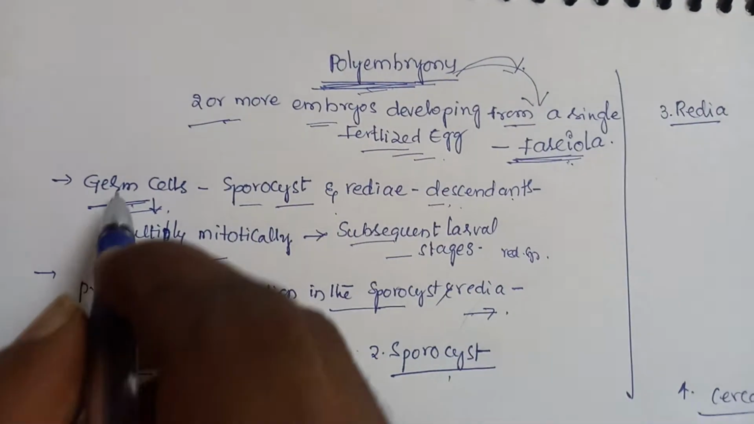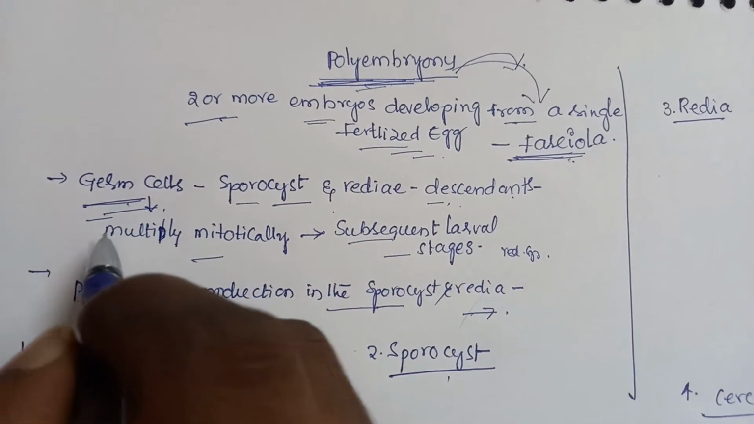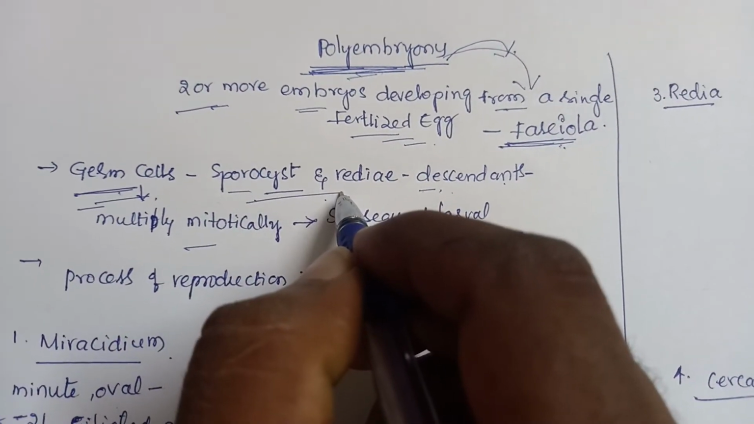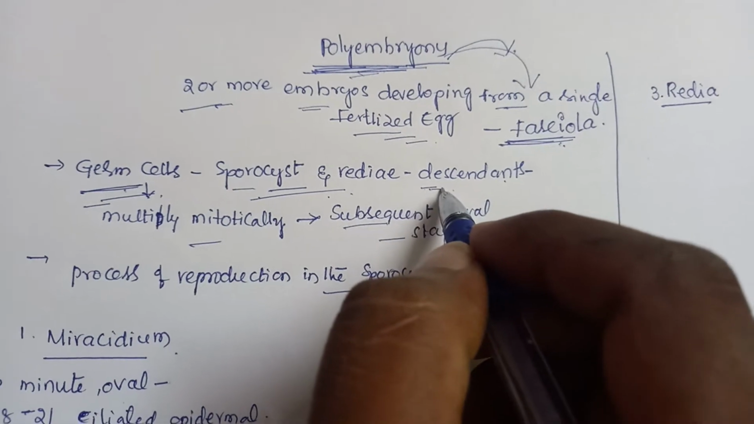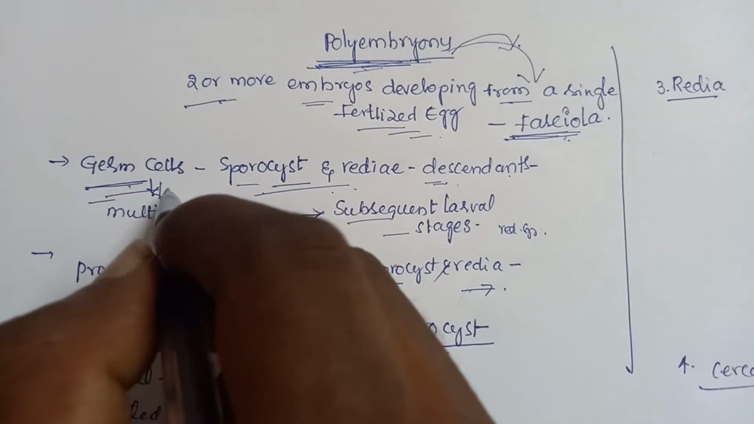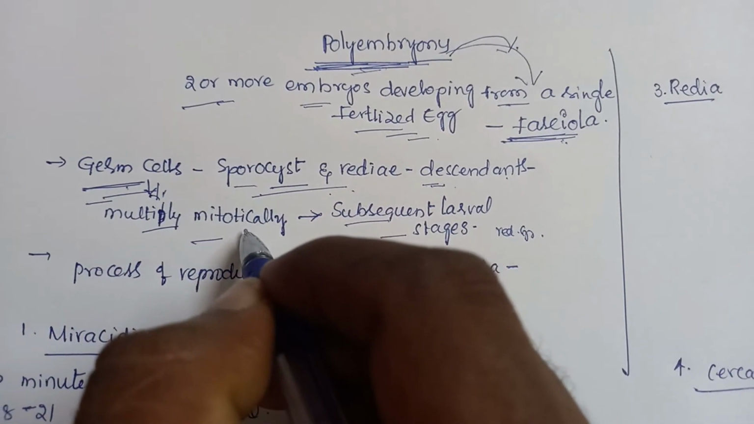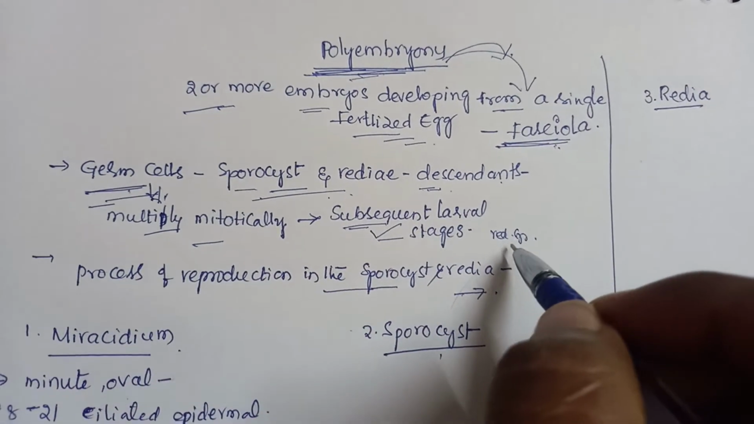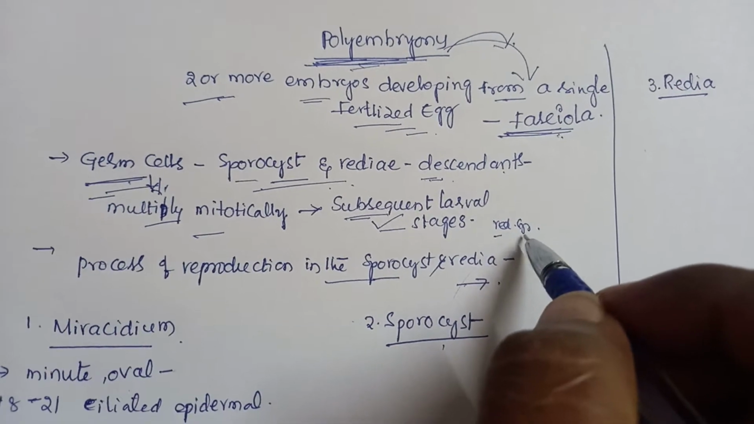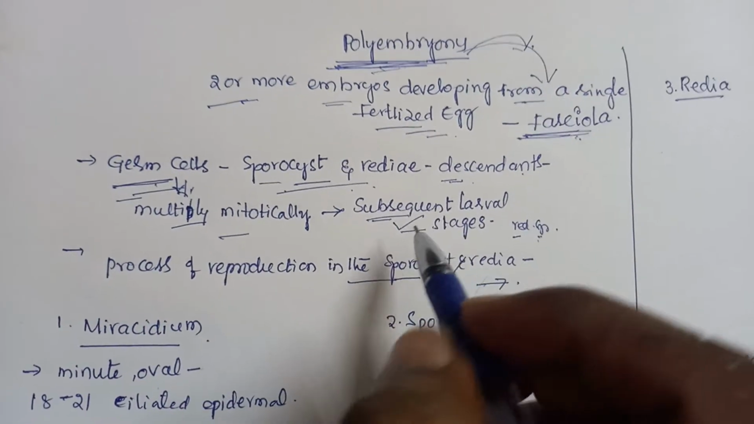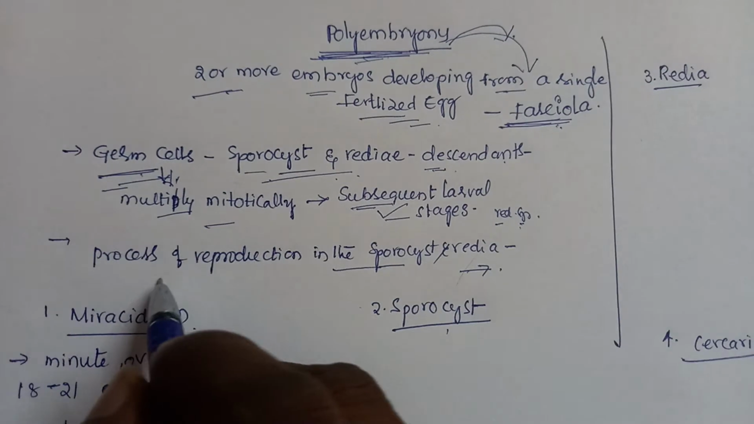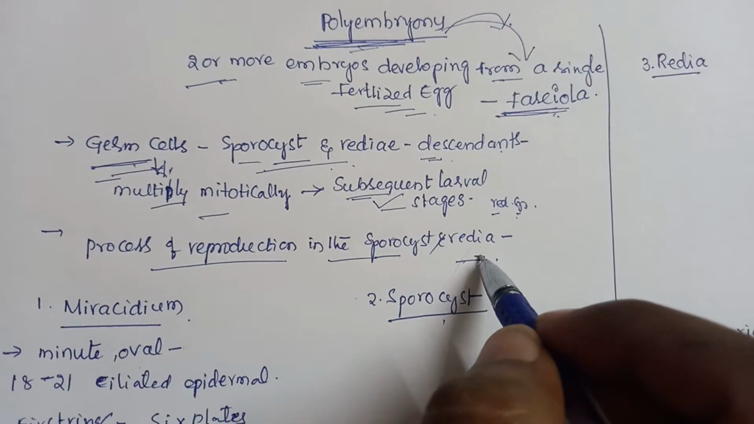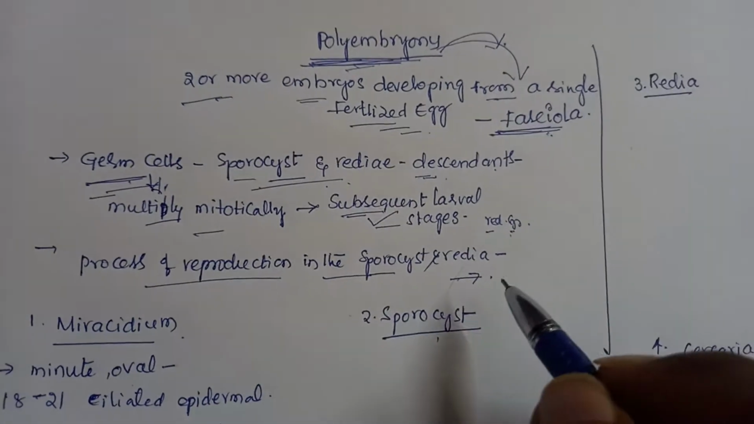Here the germ cells in the sporocyst and redia are the direct descendants of the zygote. These germ cells multiply mitotically and produce subsequent larval stages in the redia and sporocyst. This type of reproduction in the sporocyst and redia is called polyembryony.